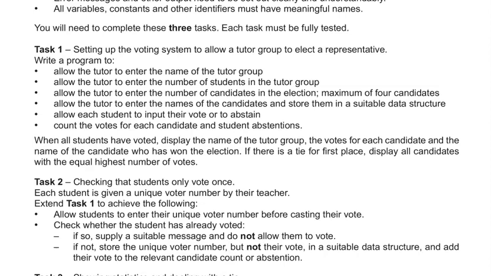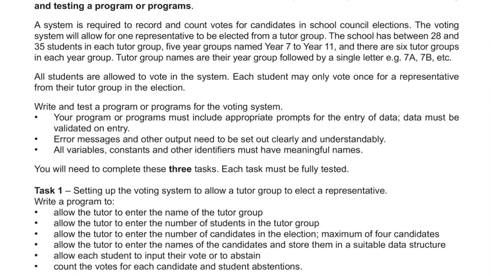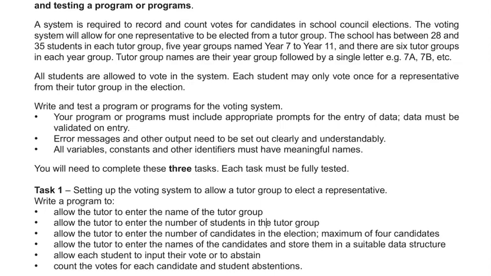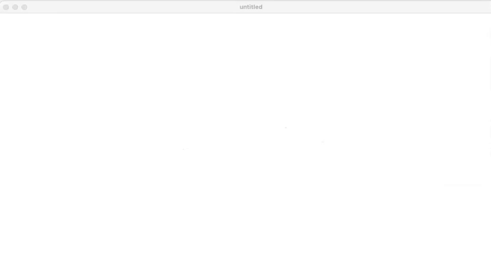Okay, so task 1, setting up the voting system to allow a tutor group to elect a representative. First thing we're going to do is allow the tutor to enter the name of the tutor group. Now we have to check their entry because there is some stipulation as to what that would be. So we have something like 7A, 7B, etc. So other than just getting the user to input that, we need to check it as well. The first thing we're going to do is create the code to store the class name, and have that as blank for the moment, because it's going to be something like 7A or 7B, etc.